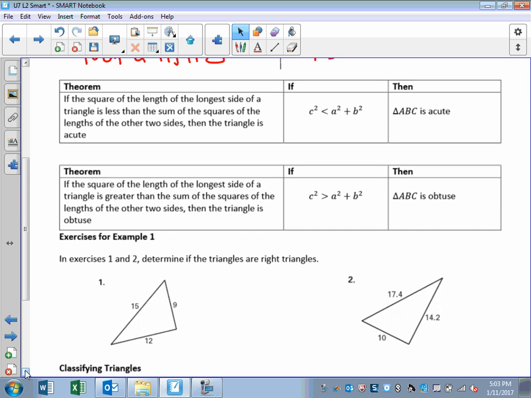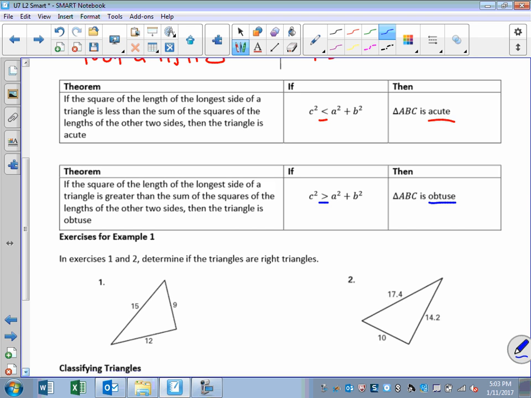Now if you look at the theorems they gave us: if the legs squared, when added together, are greater than the hypotenuse squared, so a squared plus b squared is bigger, then the triangle will be acute. If the legs added together are smaller, so the hypotenuse is bigger, you're going to have an obtuse triangle. So those are our other two options. We can add the legs and see if it's bigger, equal to, or smaller.